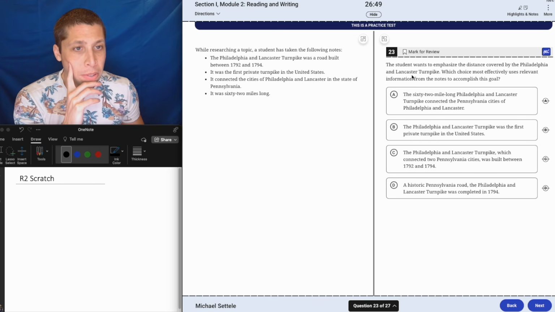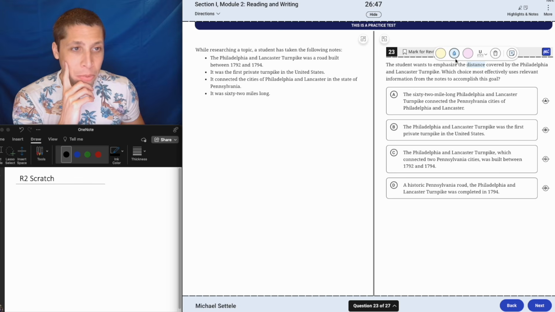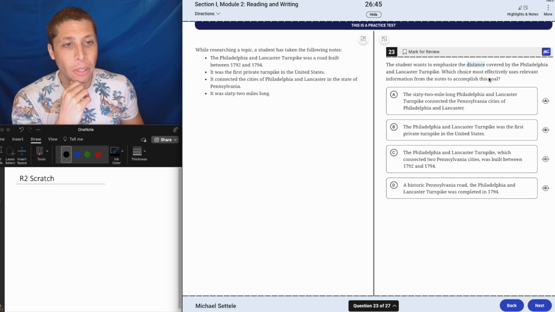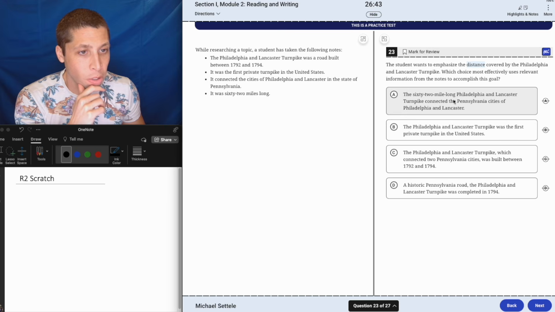Another one of these short ones. I've seen this question before. Wants to emphasize the distance covered. So if it doesn't mention the distance, no good. The 62-mile-long Philadelphia and Lancaster Turnpike connected them. Yes. Was the first? No.